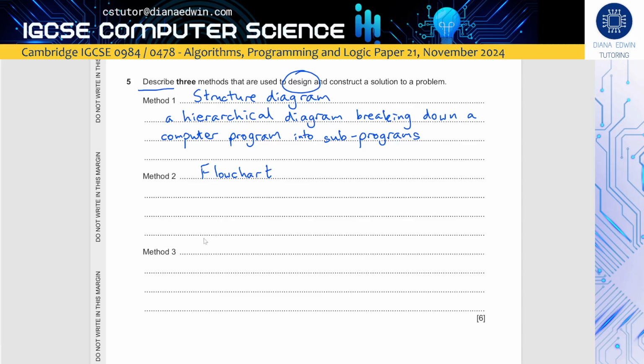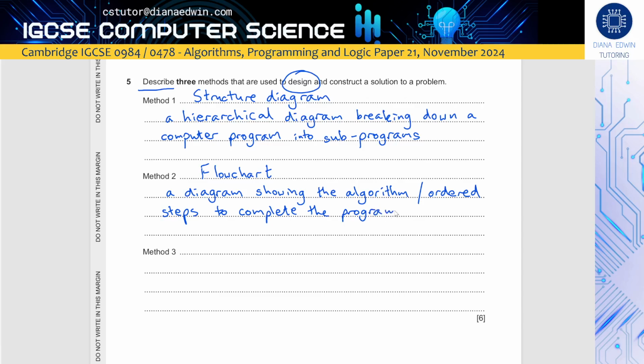And this is really useful to consider the actual algorithm. So again, what is it? I'm going to describe it. It's a diagram. And I like to refer to it as showing the algorithm. So this is the logical thinking, or you could also talk about the ordered steps, the instructions to complete the program or to create the solution, however you want to describe that.